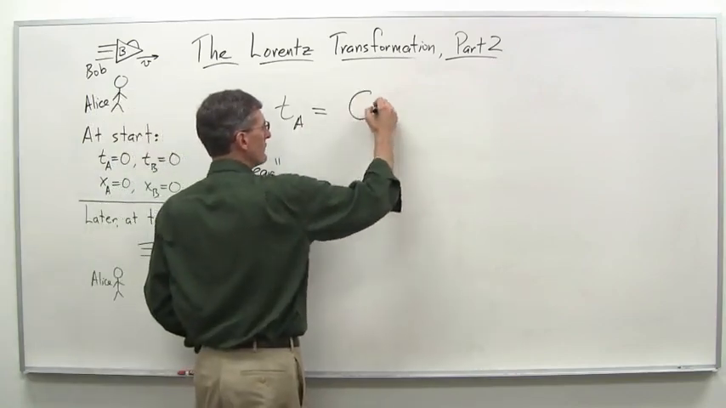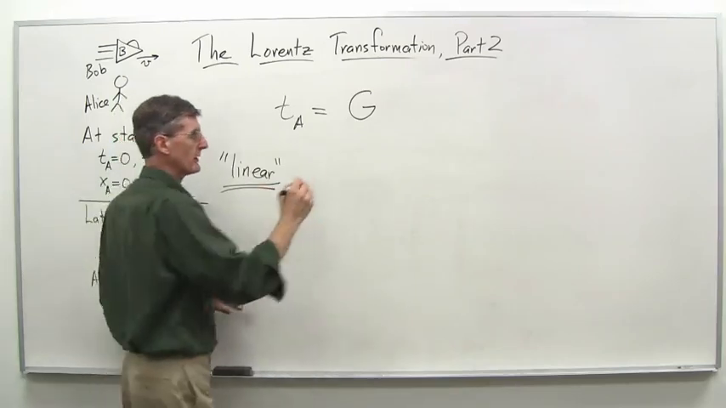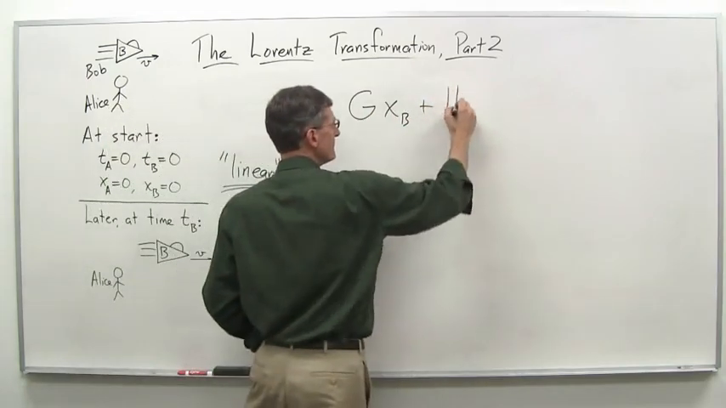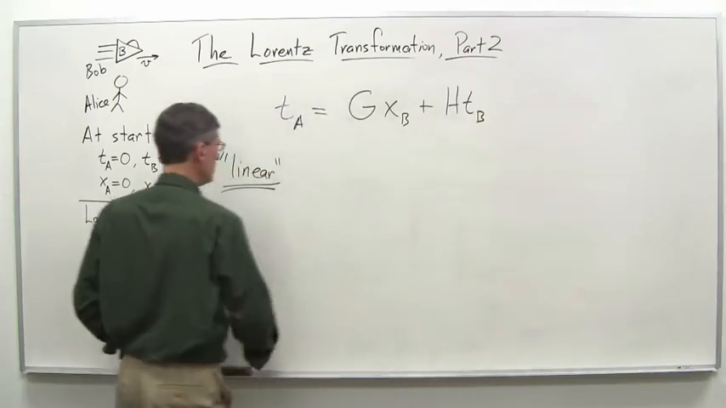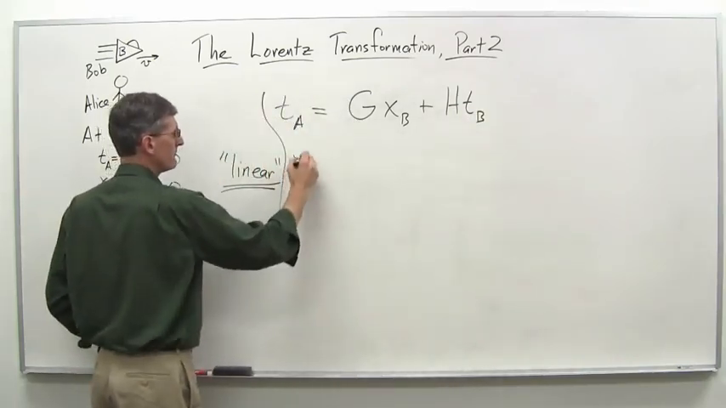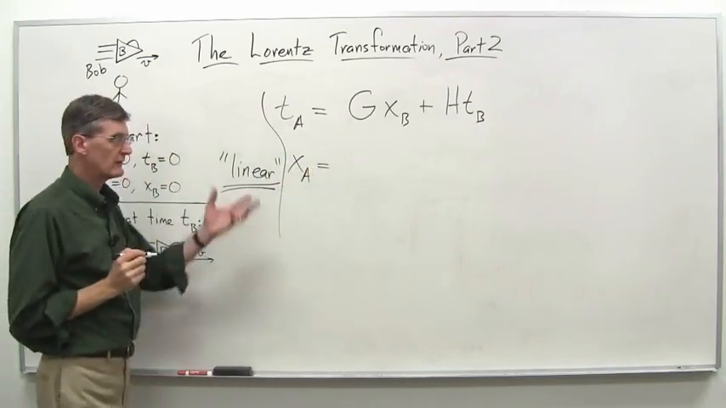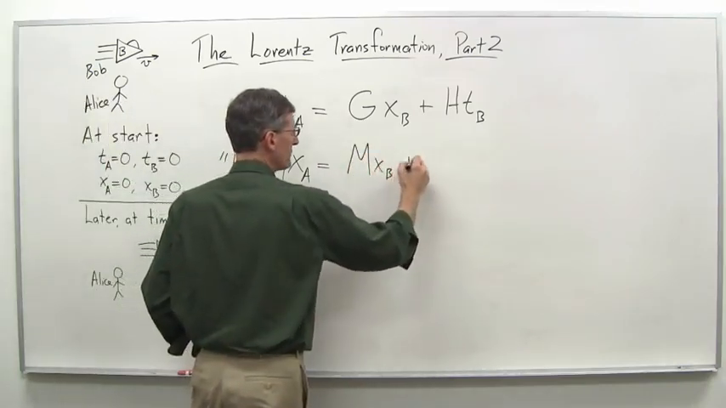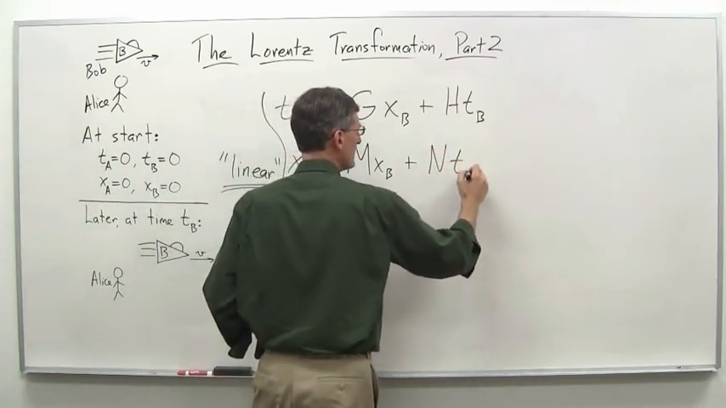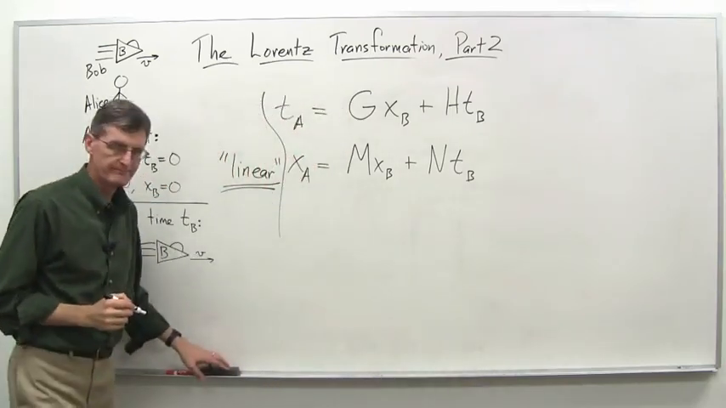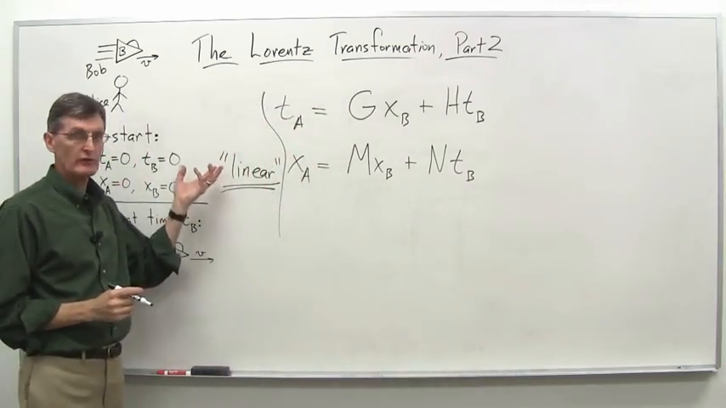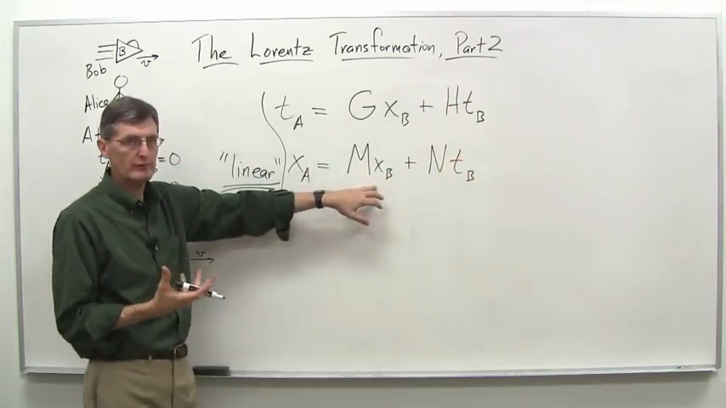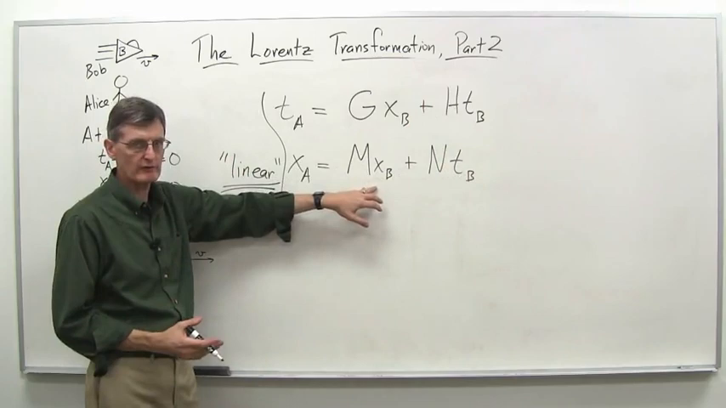TA is going to have the form, some capital G, we'll talk about what that is in a second, times XB plus H times TB, and XA, the formula for XA, again given XB and TB, is going to have the form M times XB plus N times TB. And as I mentioned, this is a so-called linear form because the XB's and TB's in the equations here are just XB and TB. You don't have any XB squareds, TB squareds, square roots, or anything like that.